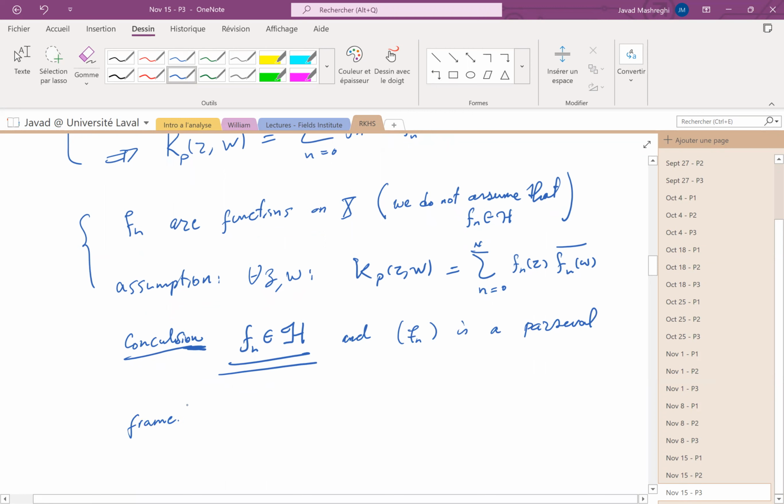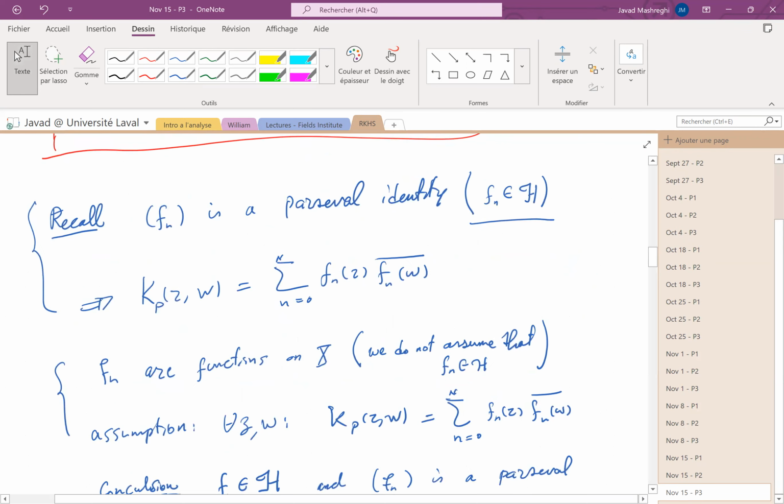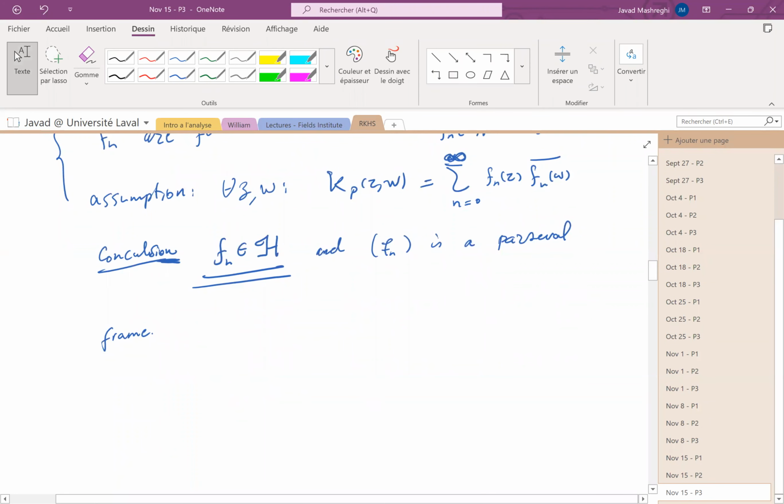In the finite dimensional case, which is, let me write it in the more general setting. Why just finite? Let's put it here, infinite. Even in the infinite, this is true. If we are in the finite dimensional case, we can say a little bit more than Parseval frame: it is an orthonormal basis.